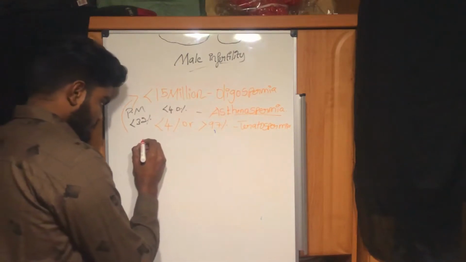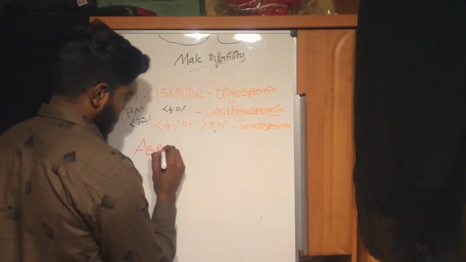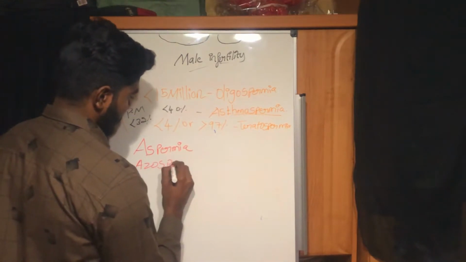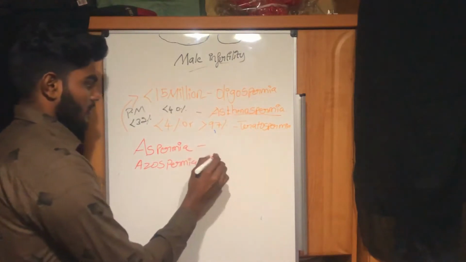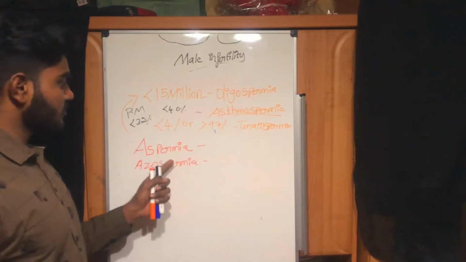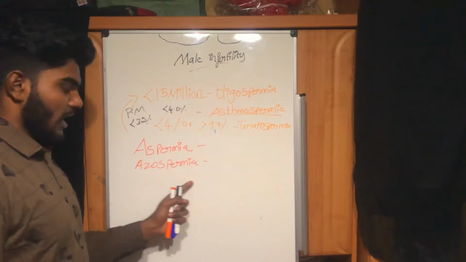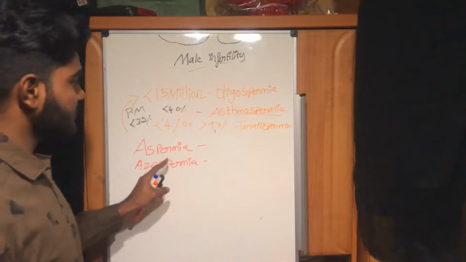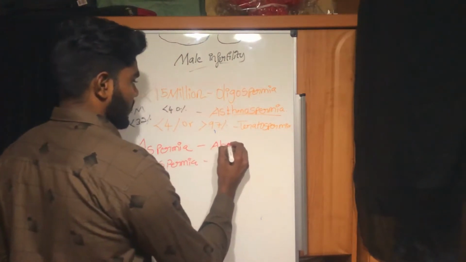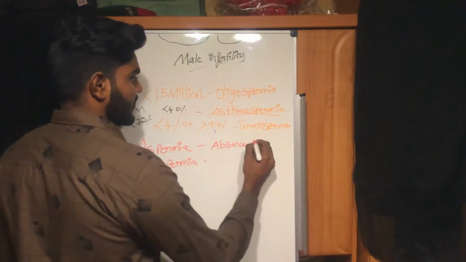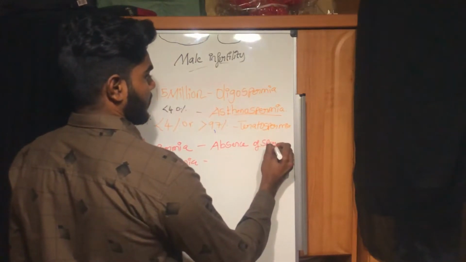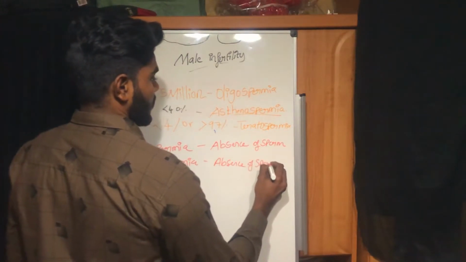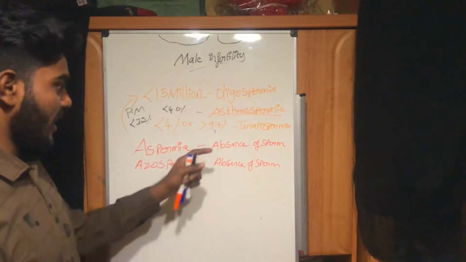Now we have to know the difference between aspermia and azoospermia. Many people have confusion between these two words. Just remember two things. Aspermia means absence of sperm. Both conditions represent absence of sperm.